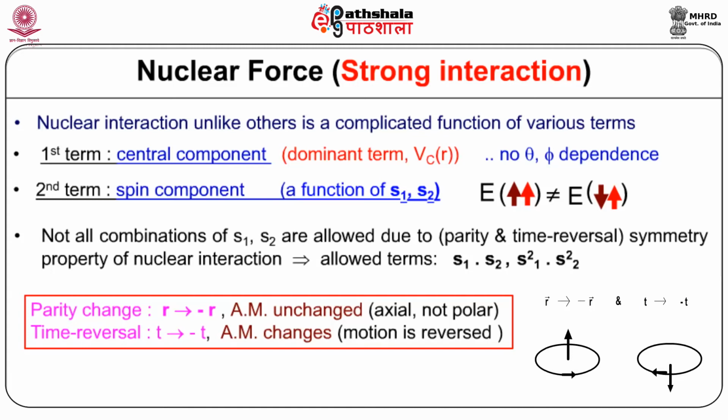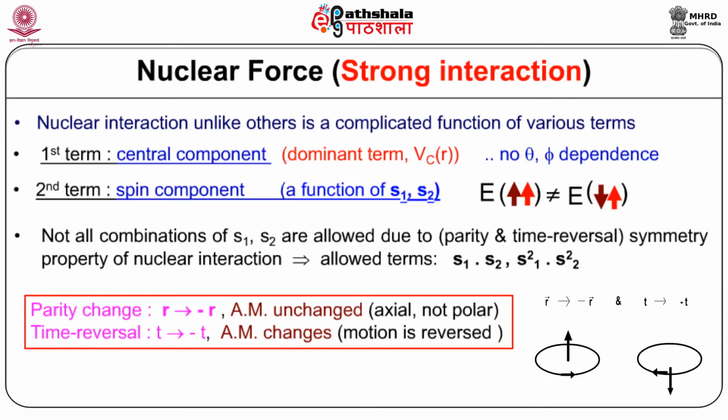Nuclear interaction, unlike others, is a complicated function of various terms. The first term is the central component, which is the dominant term and is represented by V_C(r). It doesn't have any theta or phi dependence. It means the main component in nuclear interaction is the central component. The second term is the spin component. Spin component means the nuclear force also depends upon the spin of the nucleons.